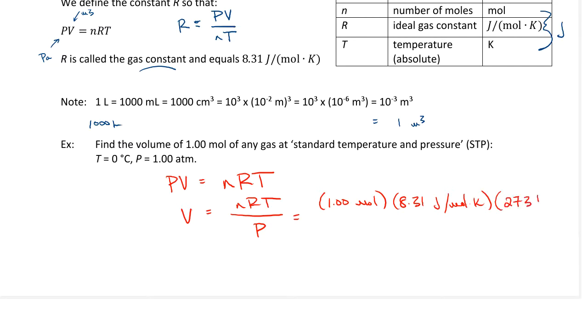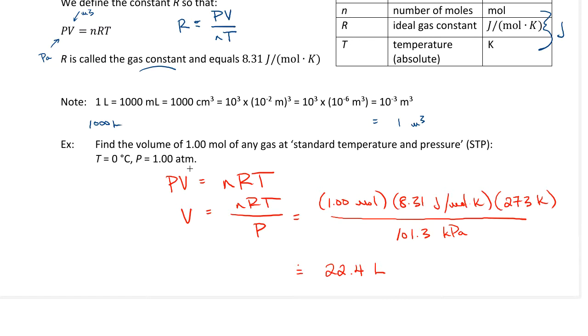So 0 degrees Celsius is 273 Kelvin, and we need to change atmospheres to either kilopascals or pascals. Let's use kilopascals so we end up with an answer in liters. So 101.3 kilopascals is equal to 1 atmosphere, and when you work that out, you get approximately 22.4 liters. So that's going to be the volume of 1 mole of any gas at 0 degrees Celsius and 1 atmosphere of pressure.